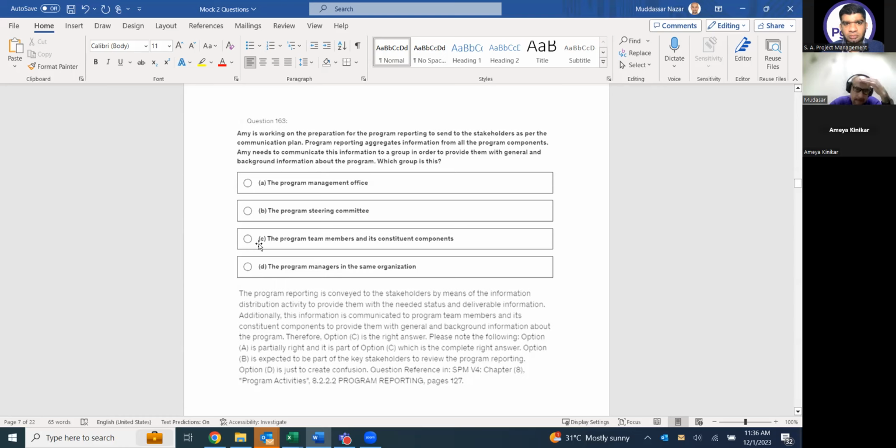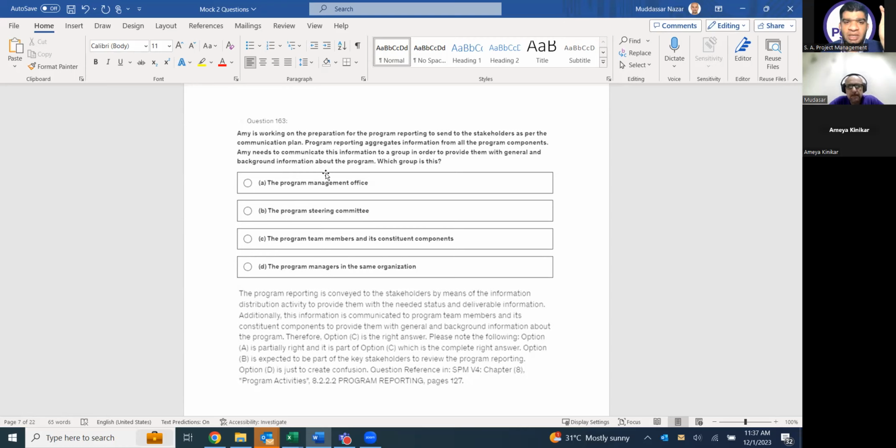I selected the steering committee because they would be provided the information. Okay. You see, Amy is working on the preparation of the program reporting to send to the stakeholders as per the communication plan. So in the communication plan, I will have all the stakeholders. Yes. Program reporting aggregates information from all the program components. You have to get the information from all the components.